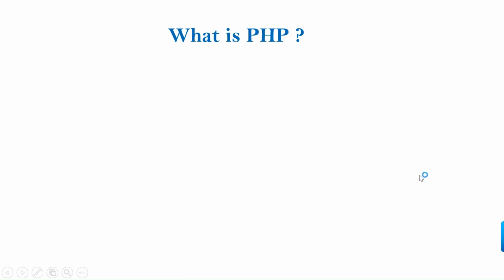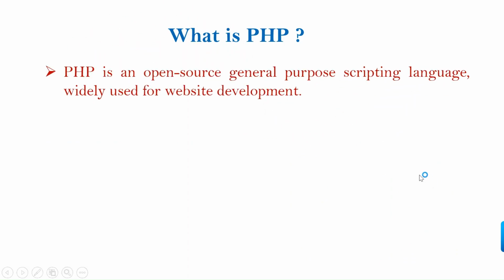So what is PHP? PHP is an open source general purpose scripting language widely used for website development. Open source means we can freely download the PHP software and modify it based on the requirement. You can also suggest changes to the developers so they can modify it. It is basically used for website development. If you want to prepare any website, that is a browser-based application, you can go with PHP.